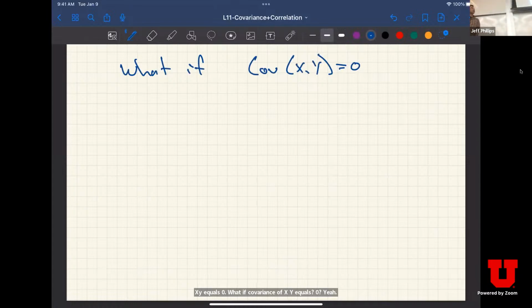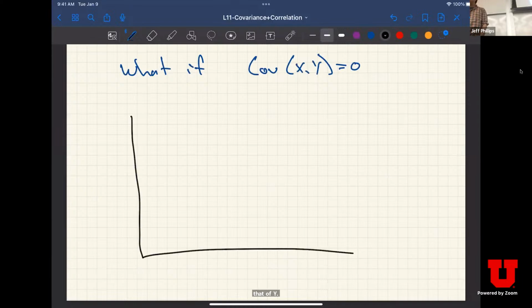Oh, doesn't that mean that the expected value of x equals that of y? No, these could even be different. So the units aren't really comparable, right? You have x here, you have y here.